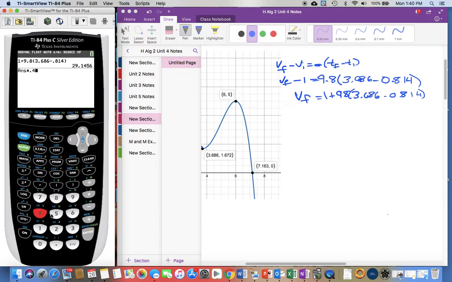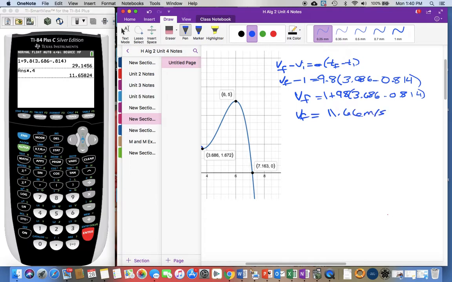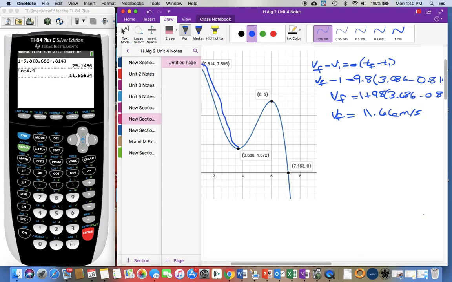Remember that friction, however, takes away 60%, so my final velocity is actually going to be about 40% of what we just calculated. In other words, my final velocity for this part is going to be about 11.66 meters per second. At which point I'm going to start to calculate my speed going up the next hill.